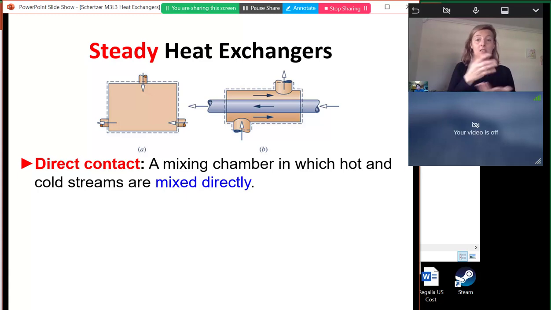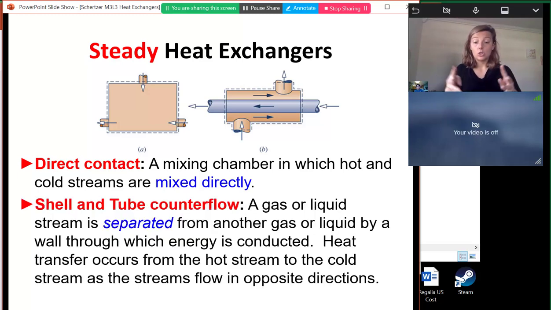I kind of think about this as my grandfather used to shave in a sink, right? The sink had a hot tap and a cold tap, and he'd mix the hot and cold water together in the basin. So that's this kind of direct contact heat exchanger. But we're not going to talk about those in this class.